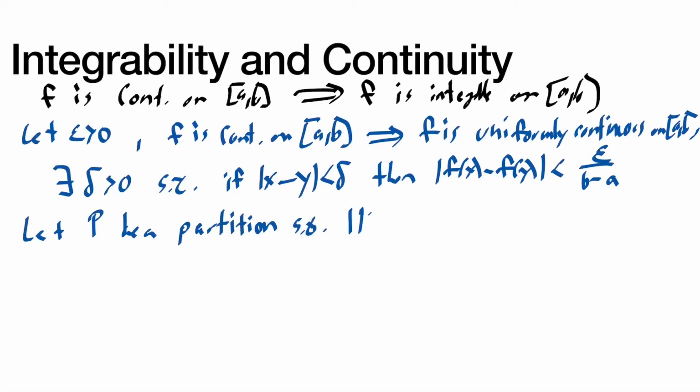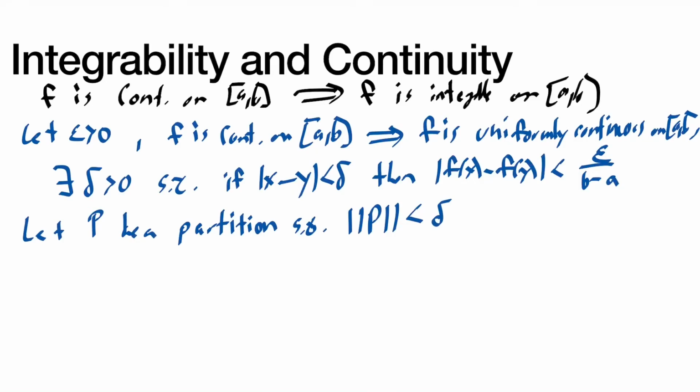Let P be a partition such that the norm of P is less than delta. So we're going to take some partition, and we're going to make sure that every single piece of our partition is less than delta. Why are we doing that? We're doing that so that we can know that this property from uniform continuity must be true, so that this difference between the f values must be true. And that's how we're going to bound everything and make everything go the way we want it to.